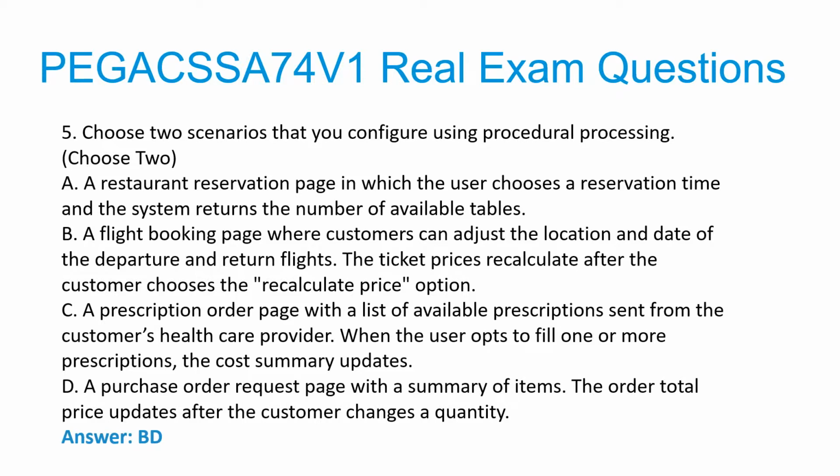C. A prescription order page with a list of available prescriptions sent from the customer's health care provider. When the user opts to fill one or more prescriptions, the cost summary updates. D. A purchase order request page with a summary of items. The order total price updates after the customer changes a quantity. Answer, B, D.